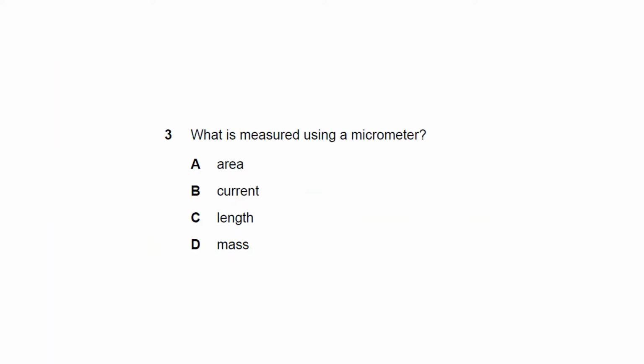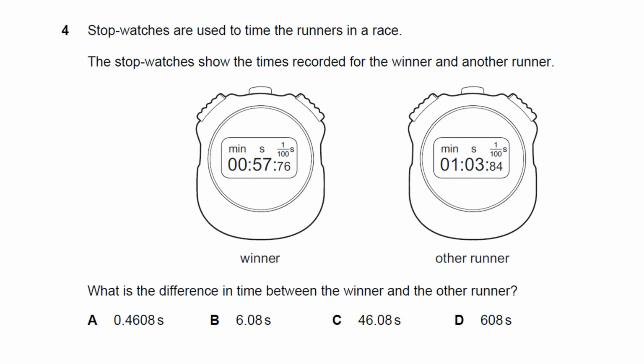Okay. Question number 3, which is measured by using a micrometer. So micrometer screw gauge is used to measure length. Very easy. They're saying stopwatches are used to time the runners in a race. The stopwatches show the times recorded for the winner and another runner. And they're asking what is the difference in time between the runner and the other runner.